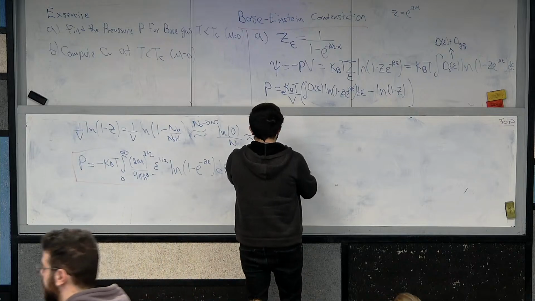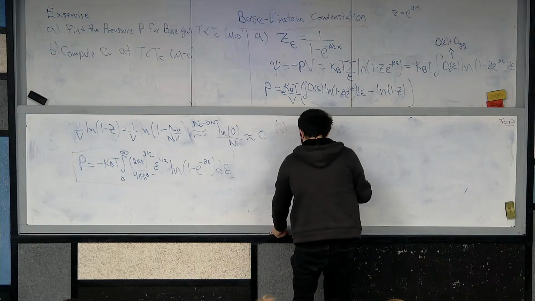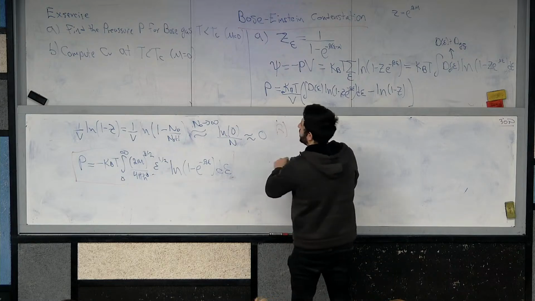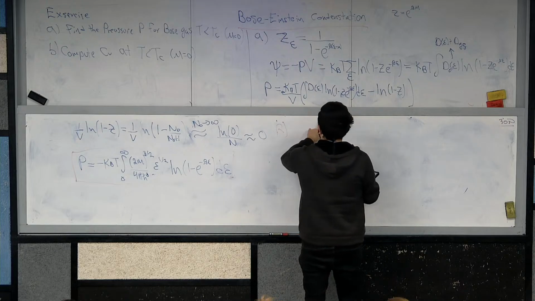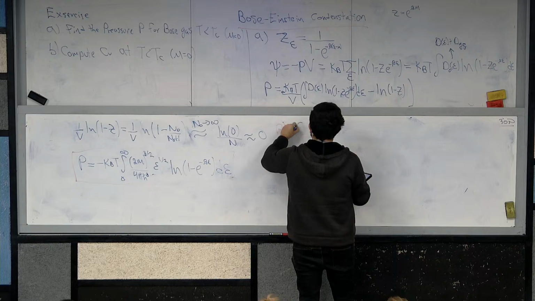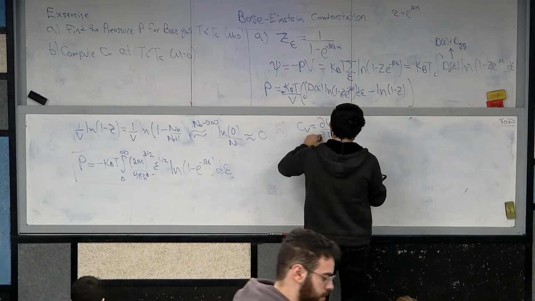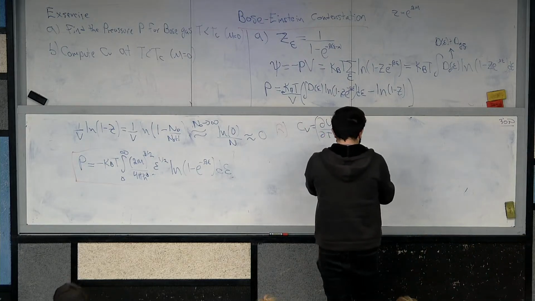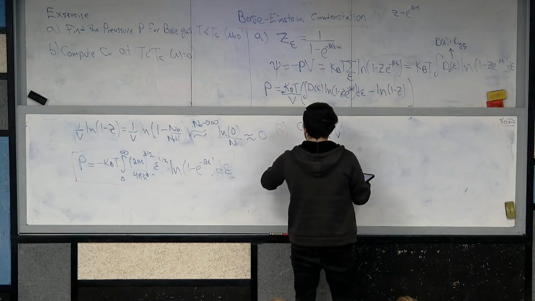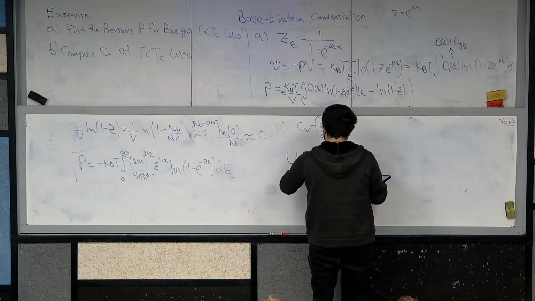And B, we need to compute the heat capacity. So we would like to find, you know that the heat capacity is dU/dT, right? At constant volume. So the way to find U is to do this integral.